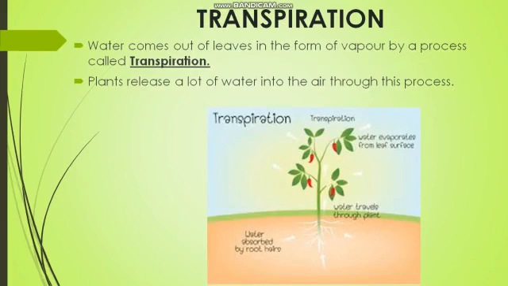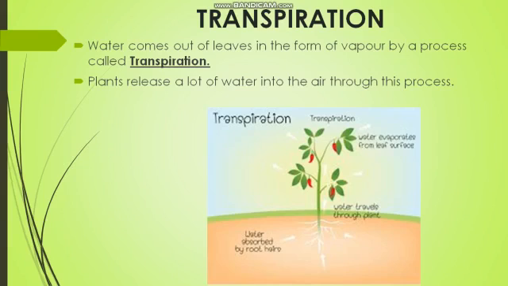Then we move to the process known as transpiration. Now what is transpiration? When the water is converted to vapor from the leaves, then this process is known as transpiration. There is only one difference between the transpiration process and evaporation process, and that is the transpiration process involves leaves, whereas the evaporation process can happen from anywhere or from any material.